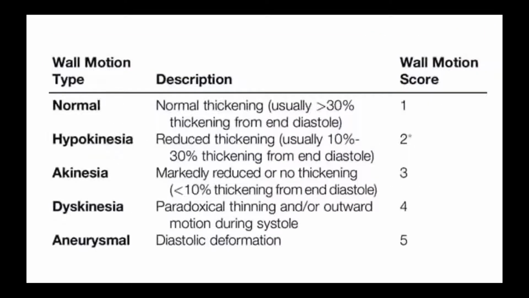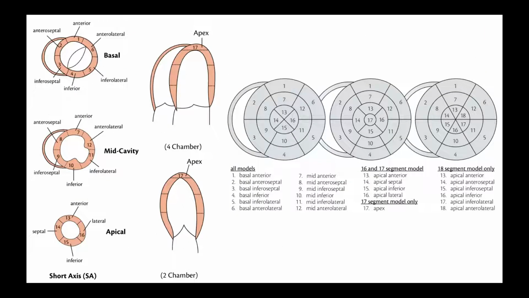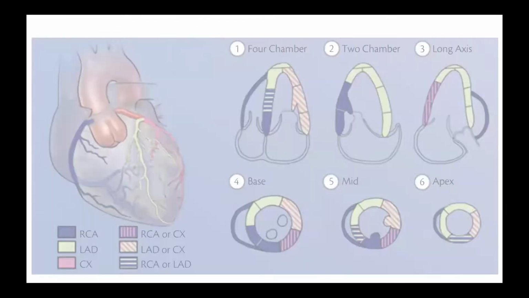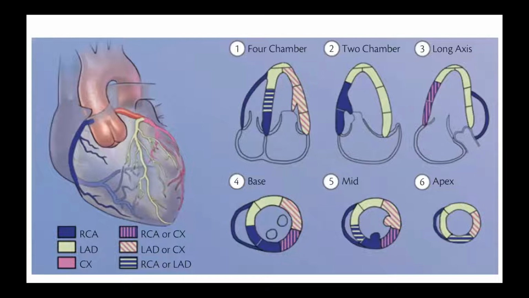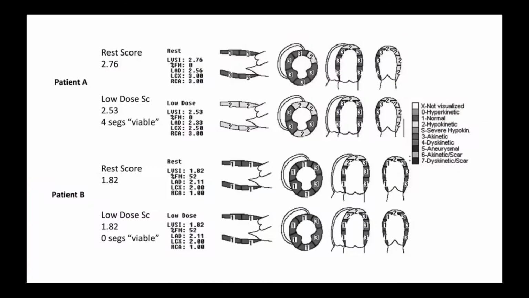And this is the 16 and the 17 segment model that you are using to calculate the wall motion score index. And this is the vascular territory of each of the myocardial segments that you should use. I think all of you are aware of this. And this is an example of the interpretation of the numbers.